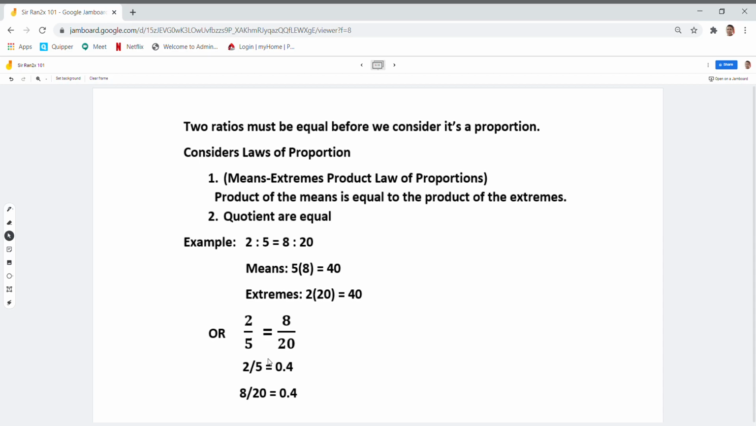How do you do that? You can rewrite your given into fraction form. So you have 2 is to 5 as 8 is to 20 in fraction form. That connotes division. Fraction connotes division. So 2 over 5, or 2 divided by 5, actually you have 0.4. And you do the same to 8 over 20, that's 8 divided by 20. You have also 0.4. That gives you the same quotient. So if that's the case, you can also say that the given is a proportion.